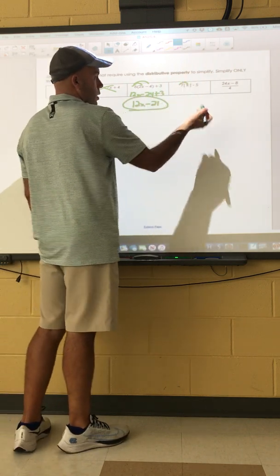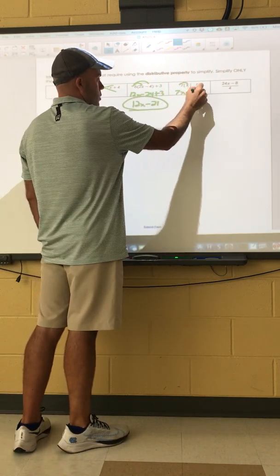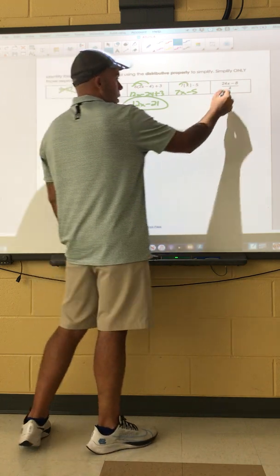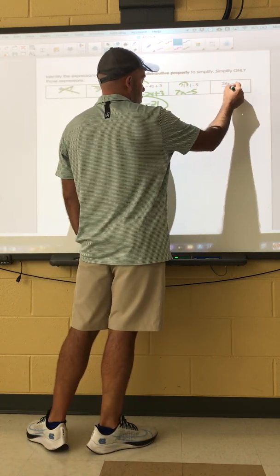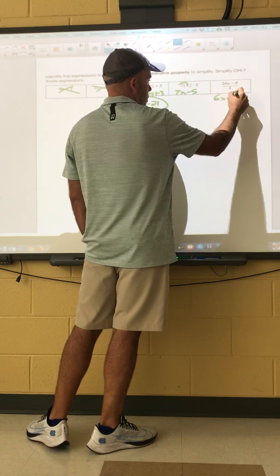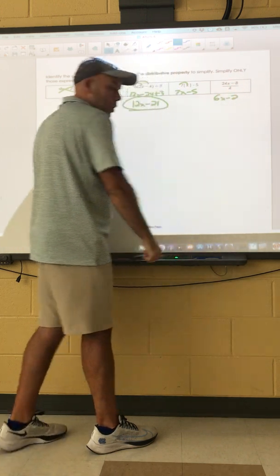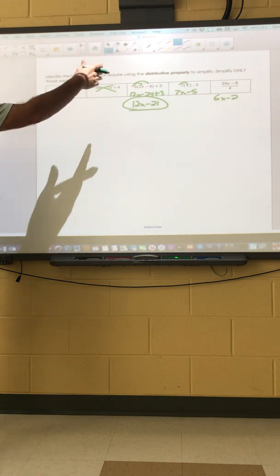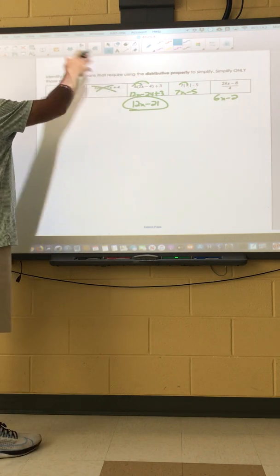Okay, here technically 7 times x, 7x minus 5. And then here I'm going to divide the 4. So 24 divided by 4 is 6x, and negative 8 divided by 4 is negative 2. So there you go. I went ahead and did the stuff that required me to multiply, divide there, okay, for the distributive.